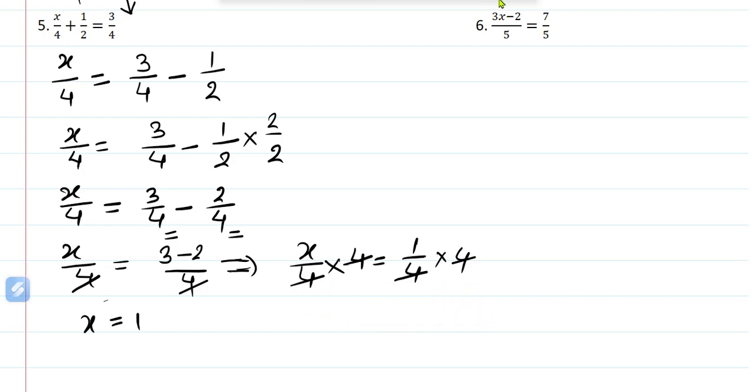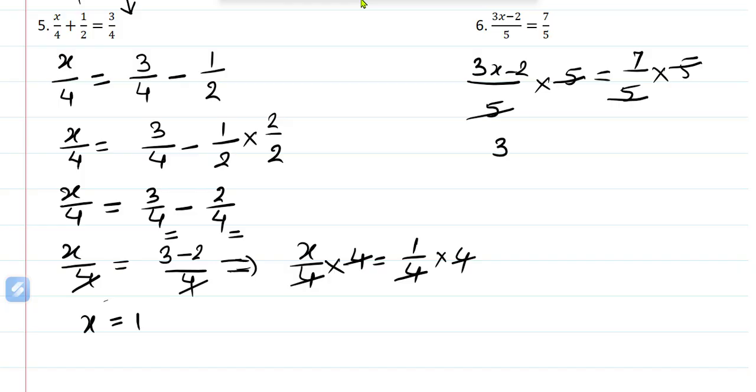Now in this problem, the same here, because we have the same denominator, which is 5. So 5 here, 5 here, we can cancel them. Or you can solve this step by multiplying both sides by 5. Here we have 3x minus 2 divided by 5, so let's multiply this by 5. Same, we multiply this by 5. So cancel them. Now here we have simply 3x minus 2 is equal to 7.